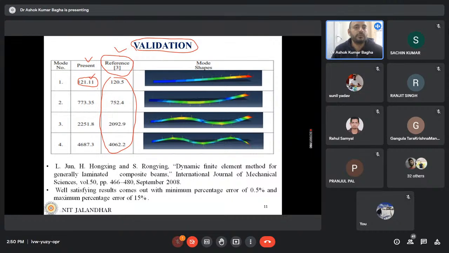Okay, so you will see this is the first fundamental frequency, 121.11 hertz. The units should be mentioned there. It should be hertz, right? And you will see according to this first fundamental frequency, the beam is vibrating like this. It is a composite beam. I have already shown you the properties of the composite beam.